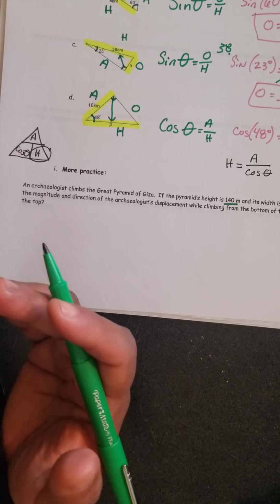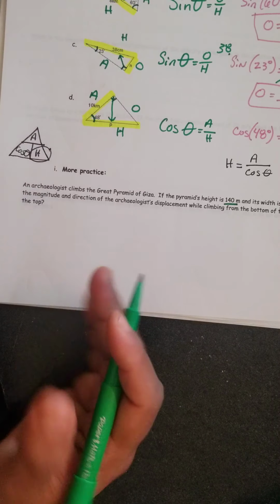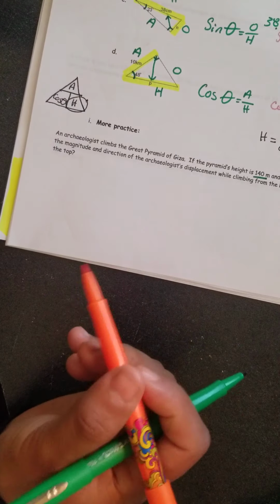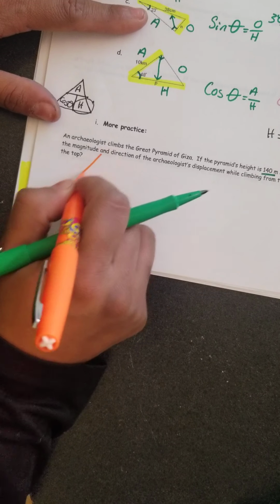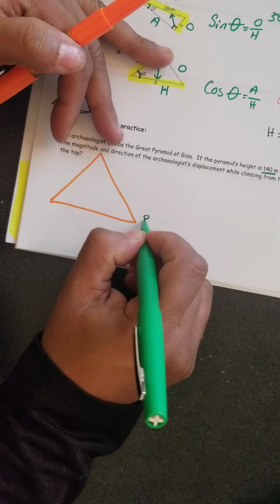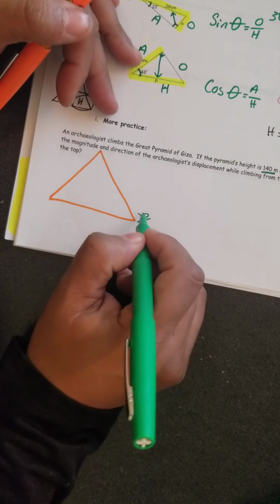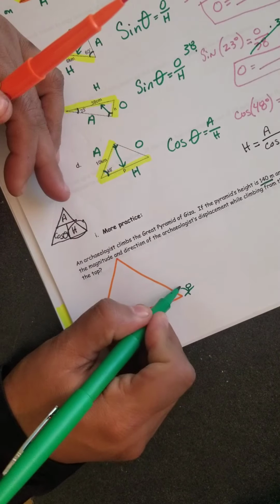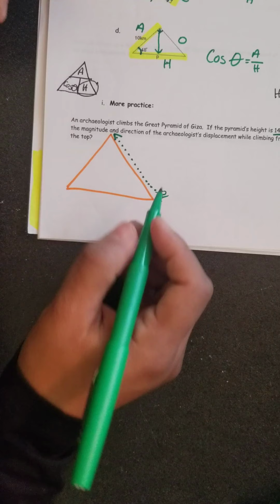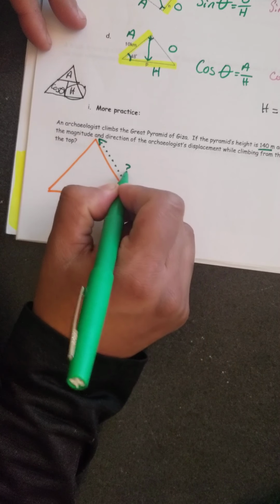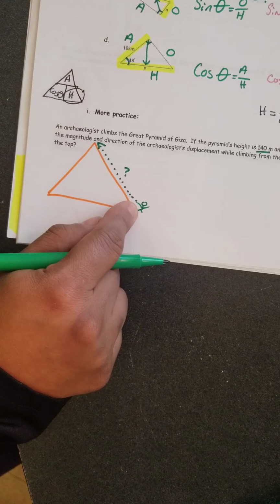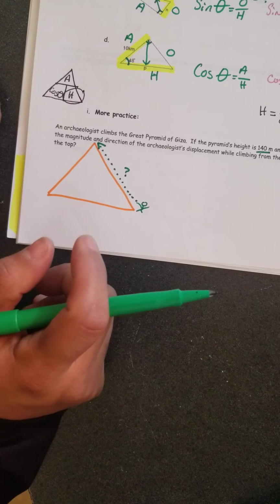First step, what do? Well, we have this big word problem and we're going to have to figure it out. But for me, I like to do drawings. I need to see it. I'm a visual person. So let me draw it out. Here's the Pyramid of Giza. I have an archaeologist who wants to climb to the top. Perfect. He wants to go that direction. He wants to find out his displacement, which is this vector arrow, but he also wants to know the direction.